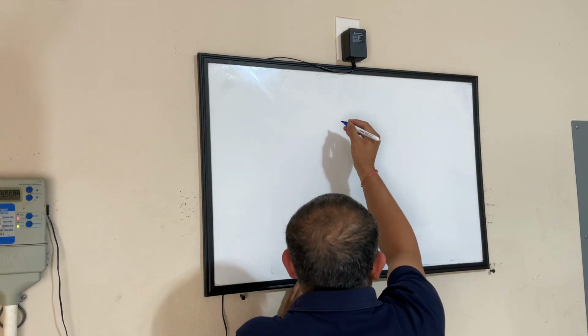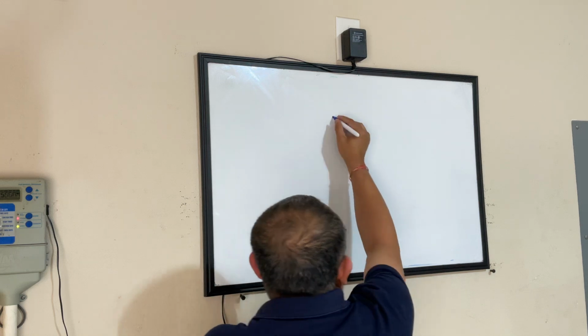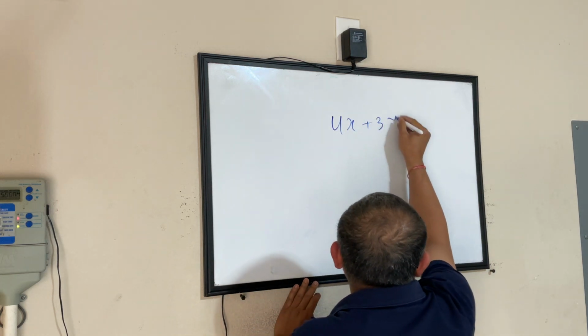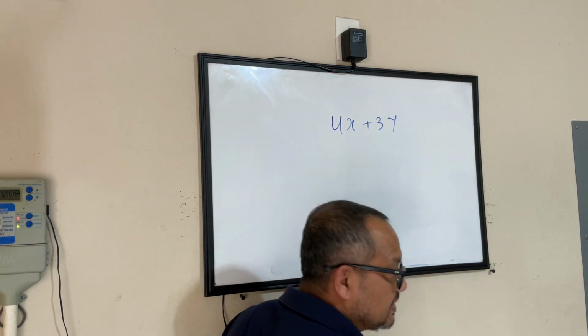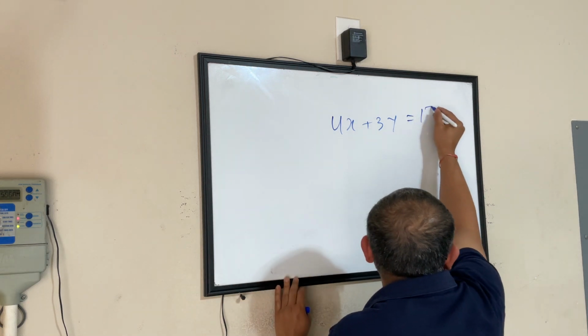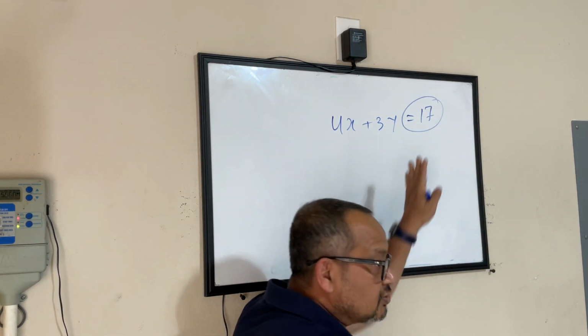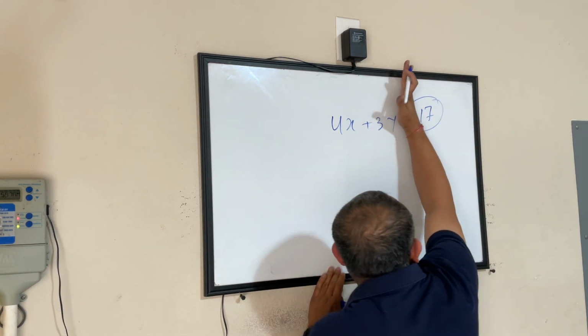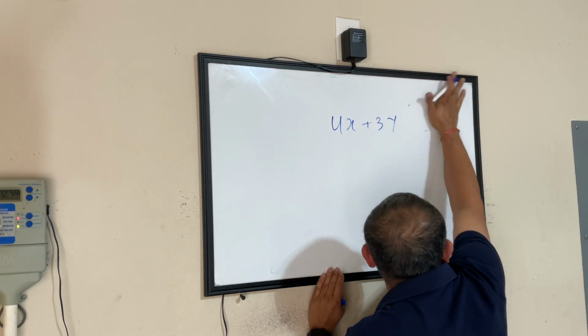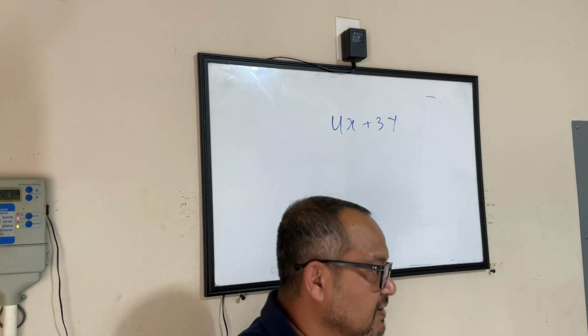So, what is an expression? When there is no outcome. If I say 4x plus 3y, this is an expression. If I put equal to 17, this becomes an equation. There is an outcome. So the basic difference between expression and equation is that an expression doesn't have an outcome.